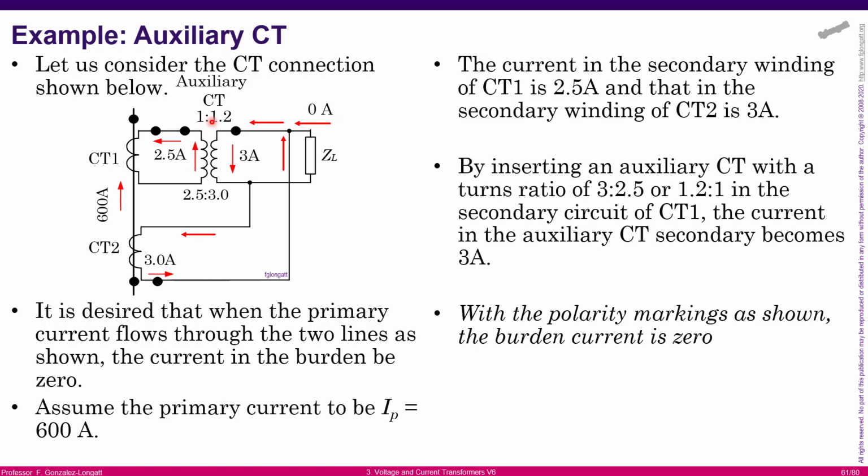I know that people from the industry and a lot of my colleagues from protections will say, okay, 2.5 is not a typical secondary rated current, but this example is only for illustrative purposes.